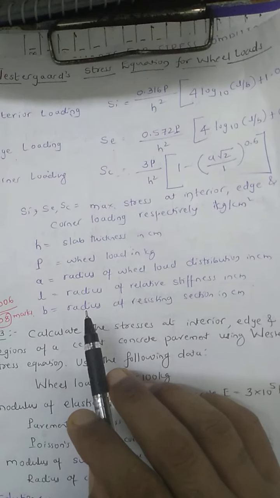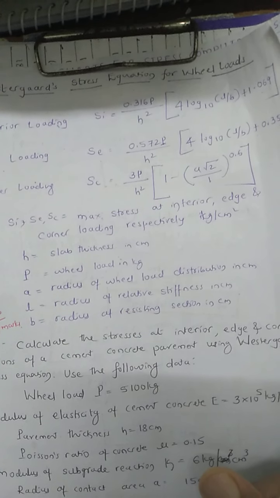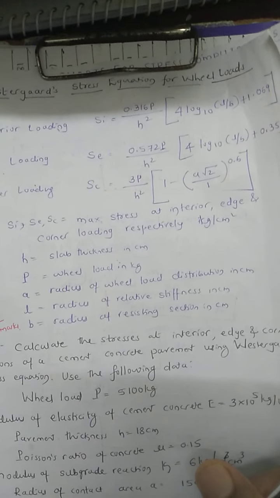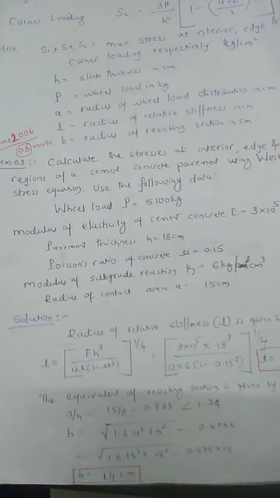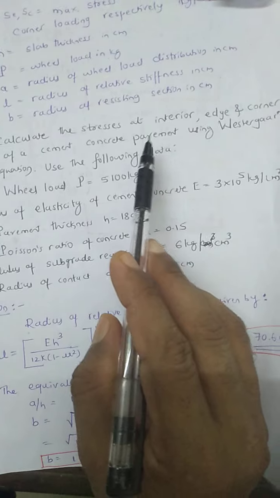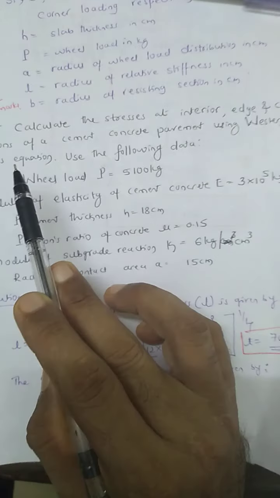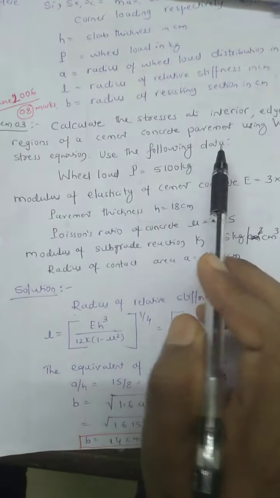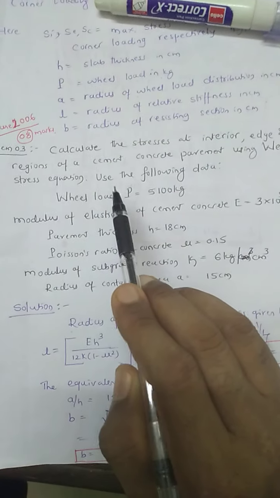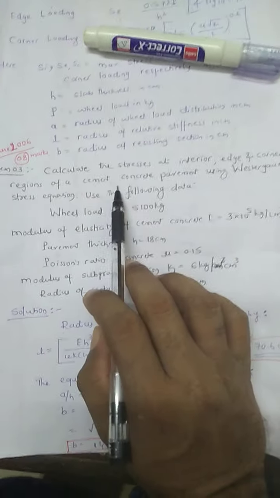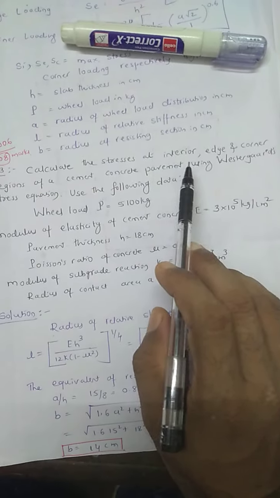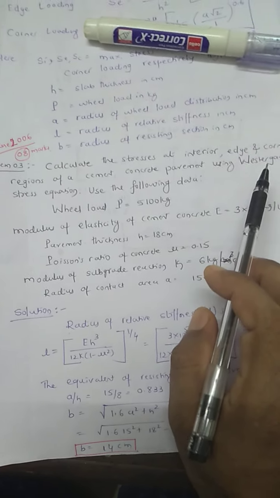In the last two videos we solved problems on radius of relative stiffness as well as radius of resisting section. So this is one problem we'll discuss today. Calculate the stresses at interior, edge and corner regions of cement concrete pavement using Westergaard's stress equation. Use the following data. You have to find the stresses developed in the concrete pavement in the interior region, edge region and corner regions by using Westergaard's equations.